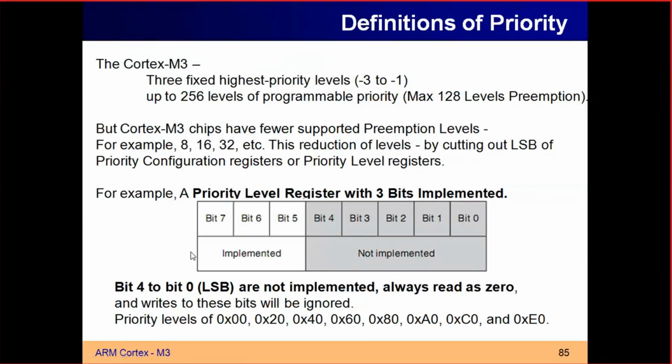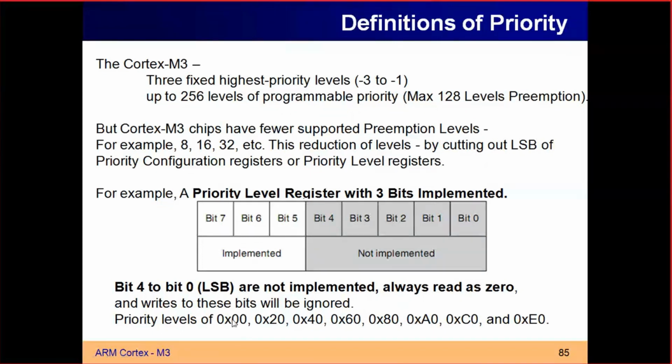So let us take this as the priority level configuration register. Whatever is shown in gray color is not implemented. It is not there. So only 3 bits are there. Since only 3 bits are there, how many priority levels can you have?